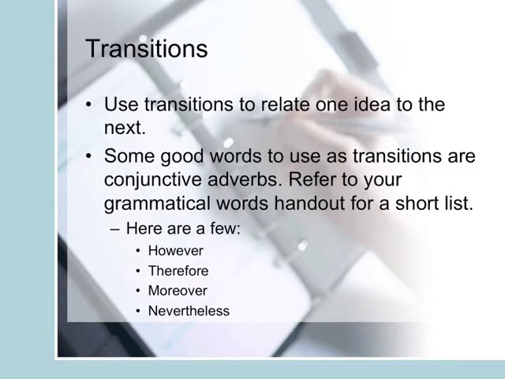One way to make sure that your writing flows well from paragraph to paragraph is to use transitions. Transitions can help to relate one idea to the next. Some good words to use for transitions are conjunctive adverbs. And I'm going to post a grammatical words handout where you can see a short list of these. And here are just a few examples. However, therefore, moreover, nevertheless. Those are simple ways to show the way that ideas connect to one another.